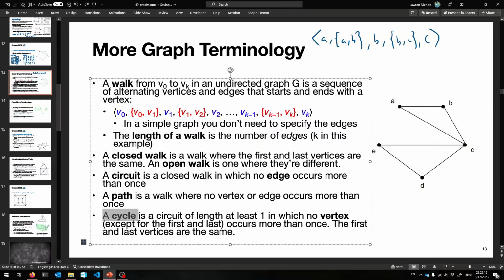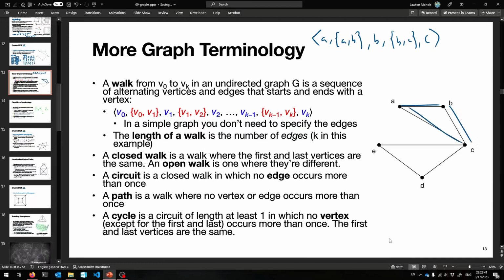Like it would have been a path if you didn't come back around on the thing. A cycle is a circuit of length at least one in which no vertex except for the first and last occurs more than once. The first and last vertices are the same. So here is a cycle, A to B, B to C, C to A, all over again.